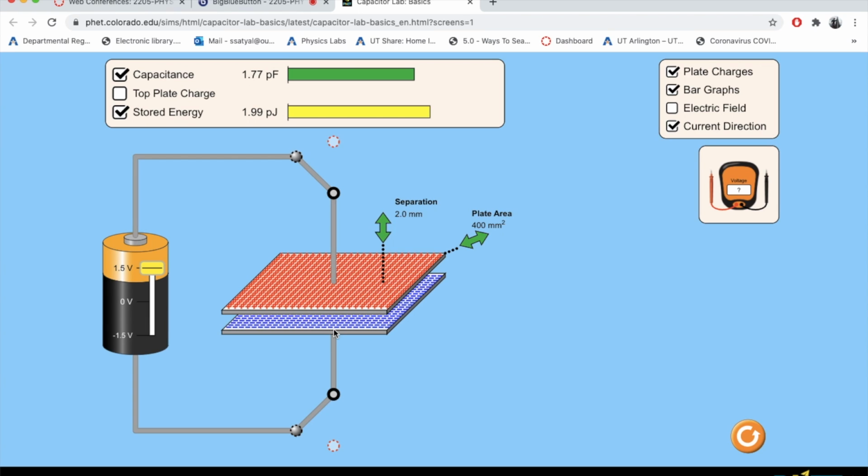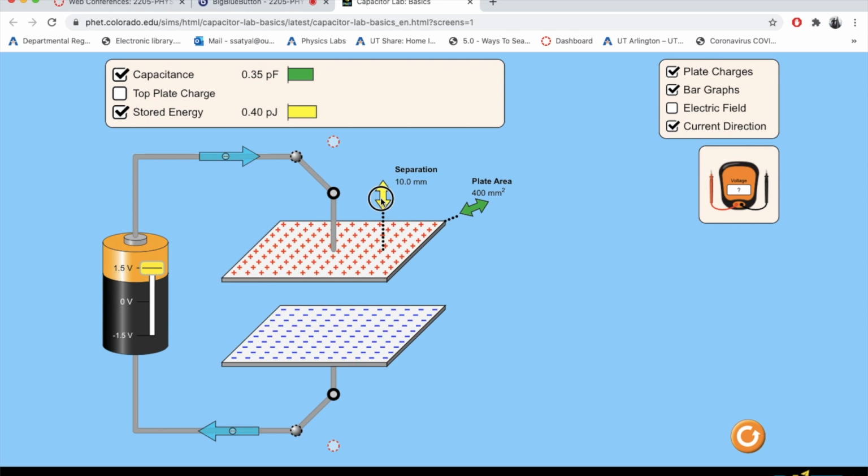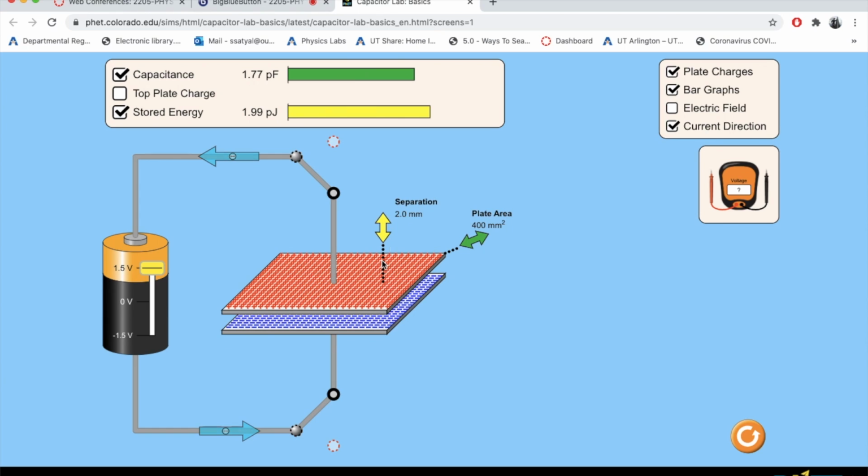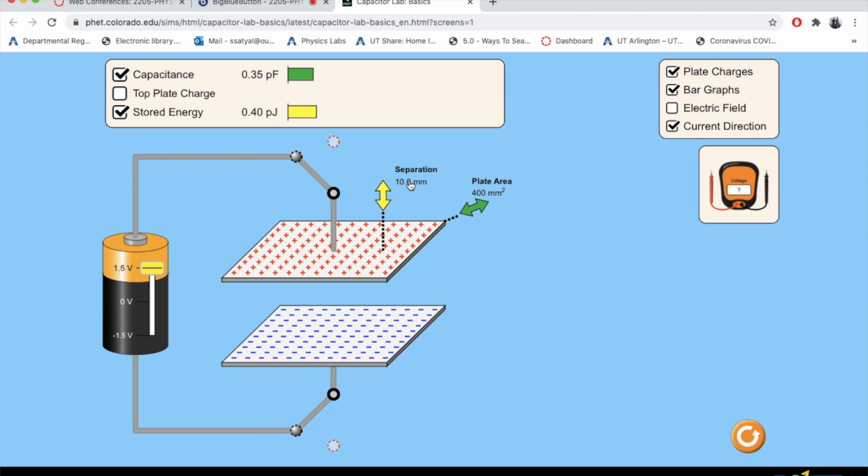So we would need a very good insulator, even better than air, and that would increase the capacitance of these plates as well. But for now, we're not using any dielectric other than the air itself. So the separation distance is limited to 2 millimeters. You can increase that up to 10.